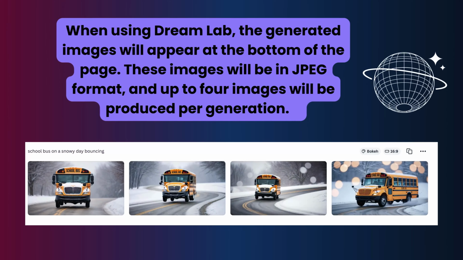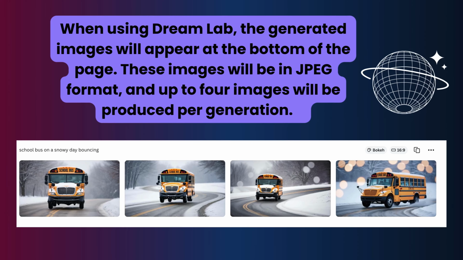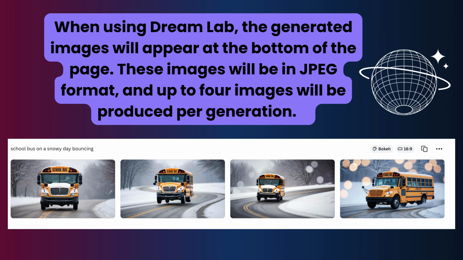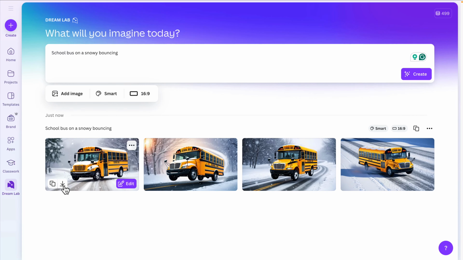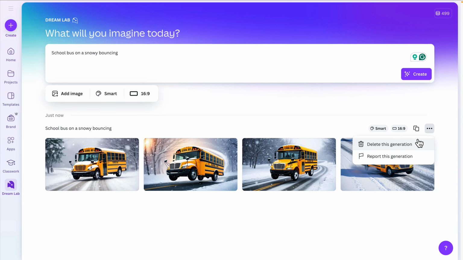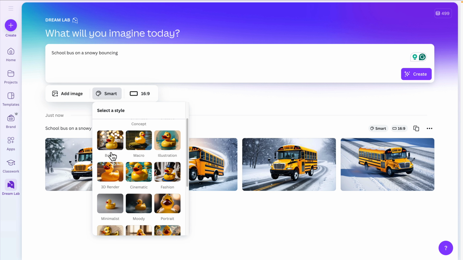Your images will be displayed at the bottom of the page. It will provide up to 4 images in JPEG format. Scroll down to review your images. You can copy, you can delete the generation, you can update it, or select something different. And wait again.